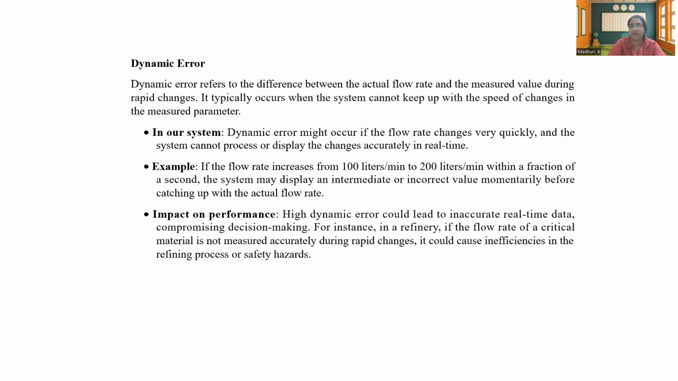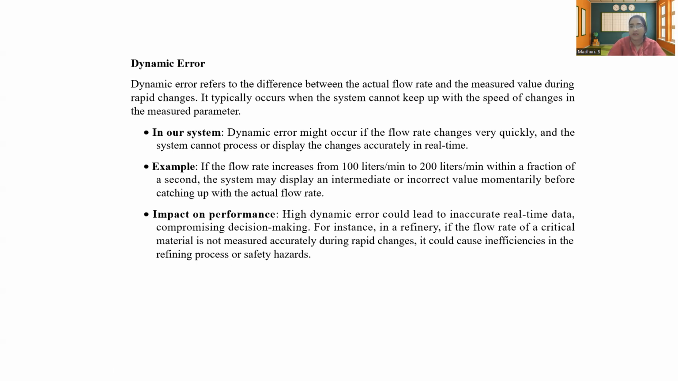Next comes the dynamic error. It is the difference between the actual flow rate and the measured value. How will this have an impact? For example, within a fraction of a second, if the flow rate suddenly increases and the system is not able to momentarily catch up and displays a wrong value, then this will have an effect on the refining process generally.